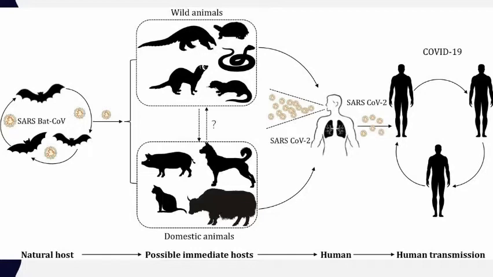The transmission is through droplets, so water droplets and aerial droplets. Okay, so nagkaroon ng humans, and then human transmission na yung nangyari sa COVID-19, NCOV, or the SARS-CoV-2.